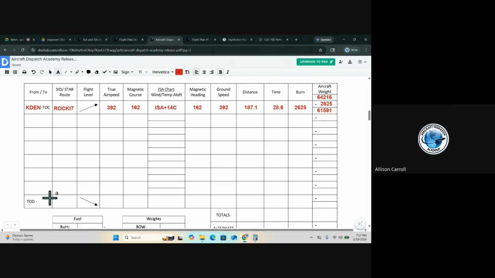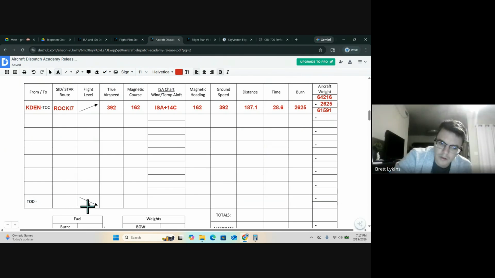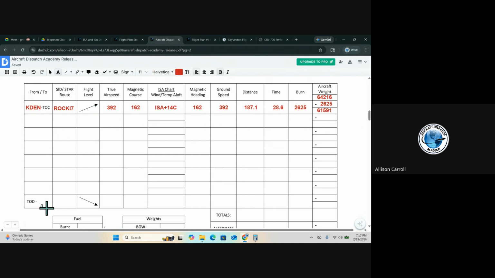Great question. That doesn't take into account wind though, right? Correct. So for climb and descent, we don't factor in winds.